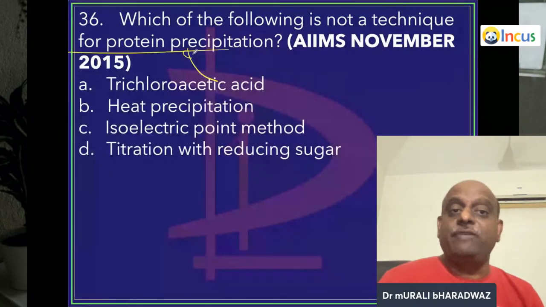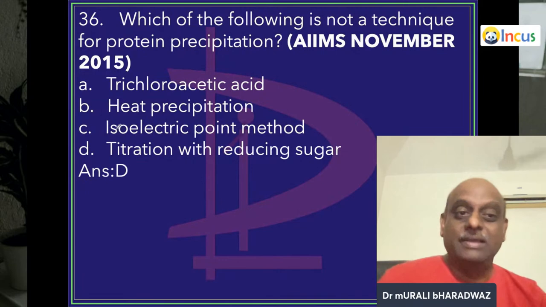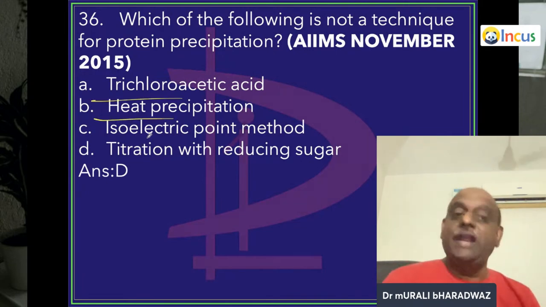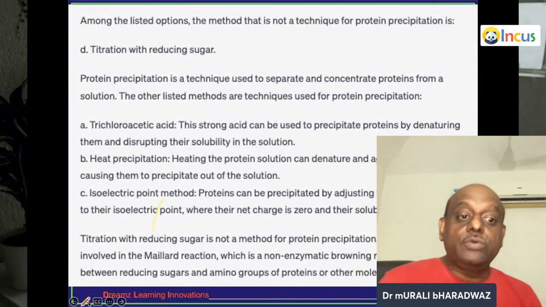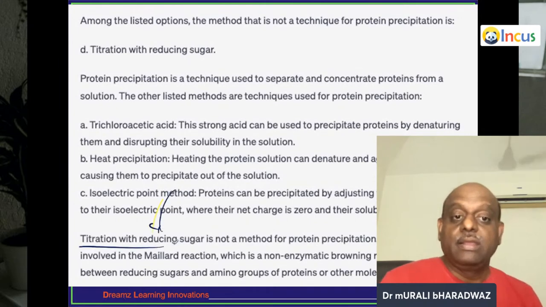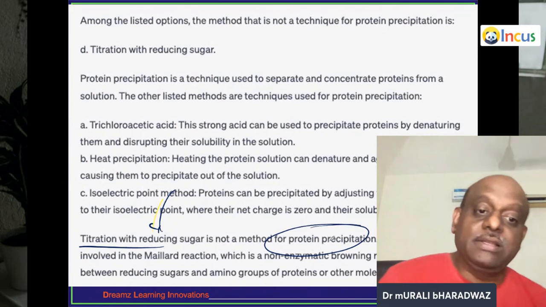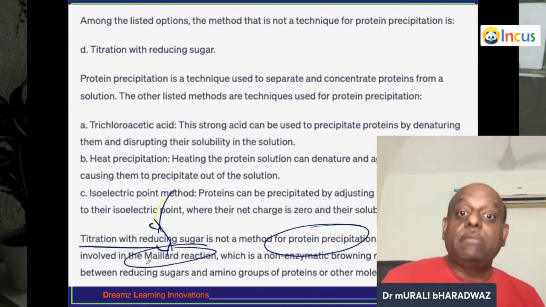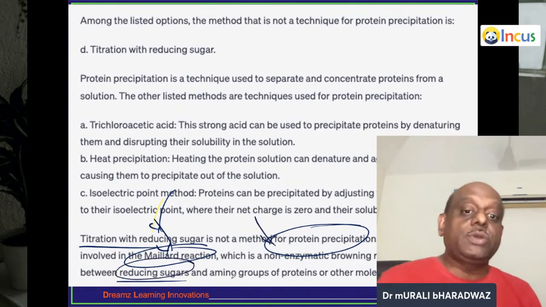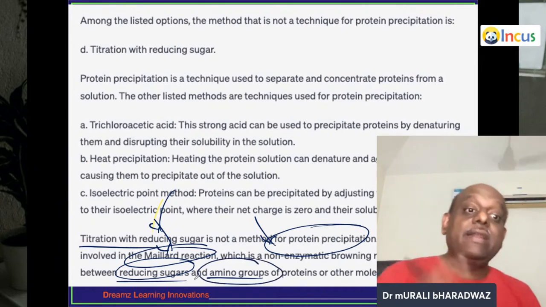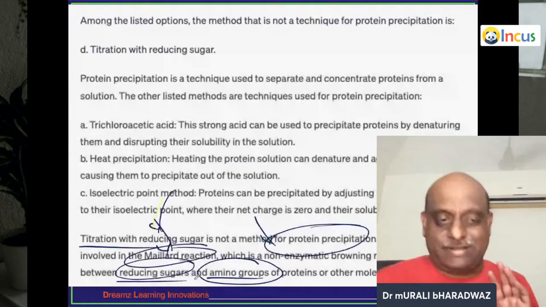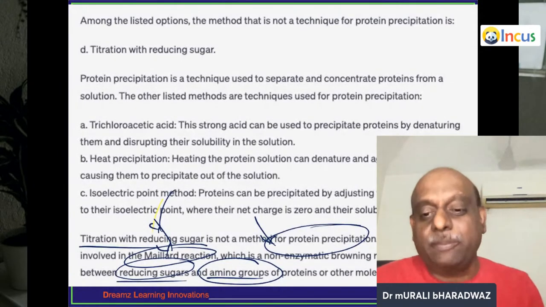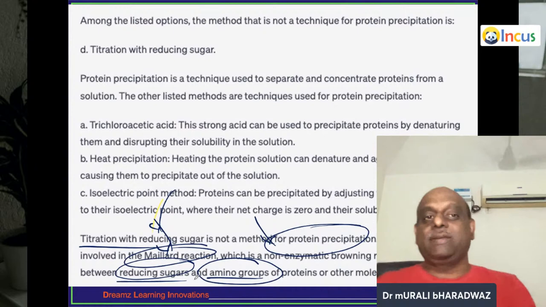Which is not a technique for protein precipitation? Trichloroacetic acid, heat precipitation, isoelectric method, they're all involved. But titration with reducing sugar is not a method for protein precipitation. Instead, it is involved in the Maillard reaction, which is a non-enzymatic browning reaction that occurs between reducing sugars and amino acids of the proteins. There, titration with reducing sugar is involved. But one chromatography technique is a favorite area, a dirty topic that we need to remember for tomorrow's exam, doctor.